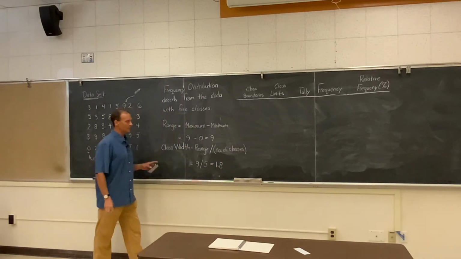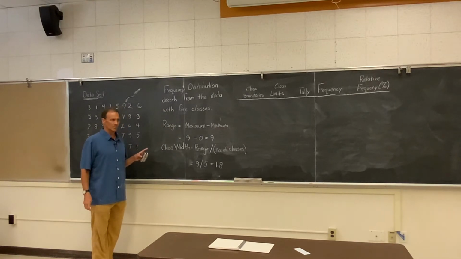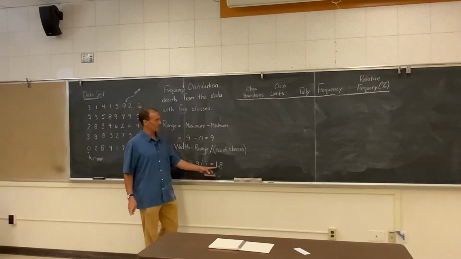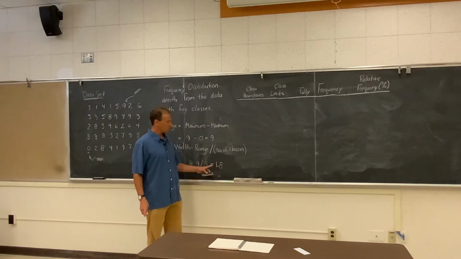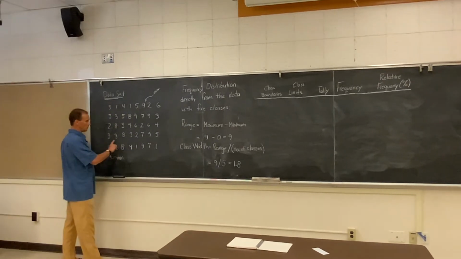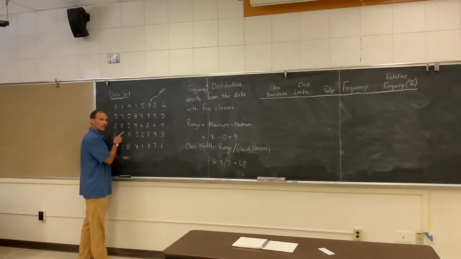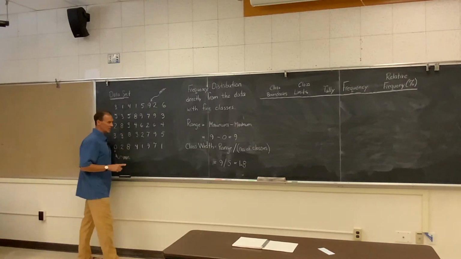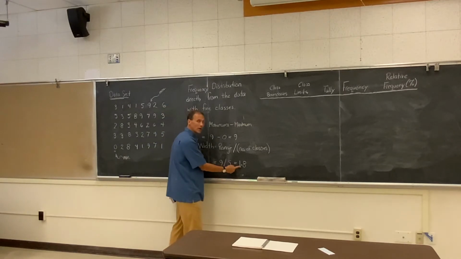Okay, but 1.8 would split data values at some point. So we need to fix this number. This number is not ready yet. What we do is we look at our data. Notice our data is in whole numbers. Because our data is in whole numbers, we round that up to the nearest whole number. Even if this was something like 1.2, we would round it up to the nearest whole number. And so again, we would have a class width of 2.